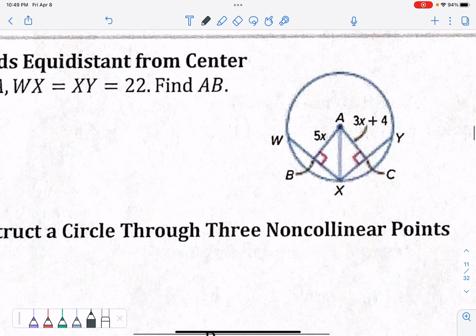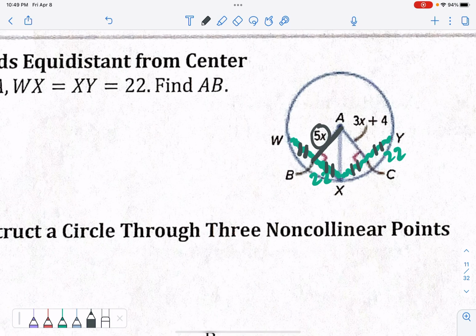Okay, so let's go down to this diagram, and we have this one here. It says that WX, which is this chord here, and XY, which is this chord here, each one of those is 22 units. Now we know that since this is perpendicular, it's splitting it in half. So each of these is 11, 11, 11, 11. That's what those look like. And they are asking for find AB. AB is just this right here, which is labeled as 5x.